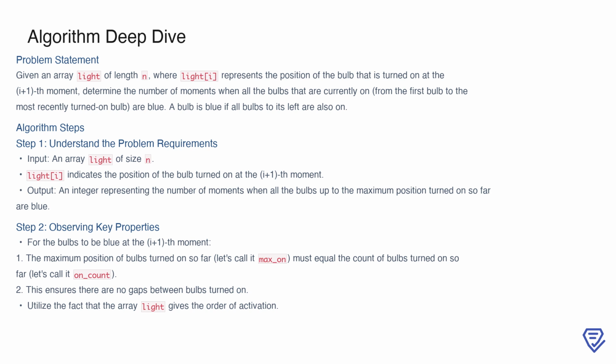First, we note that we need to track two key values during the process: the maximum position of bulbs turned on so far, which we'll call max_on, and the total number of bulbs turned on, which we'll call on_count. The key observation is that at any moment, if max_on is equal to on_count, then all bulbs from 1 to max_on are turned on, meaning all are blue, and we can count this as a blue moment.